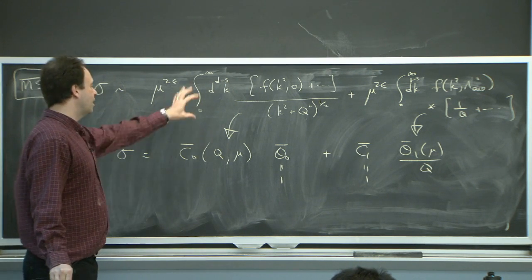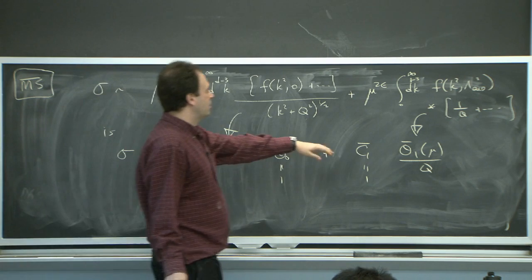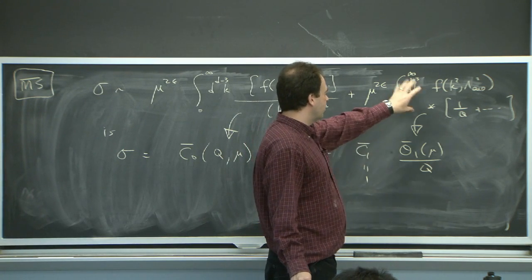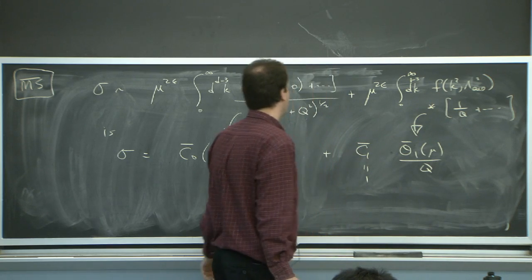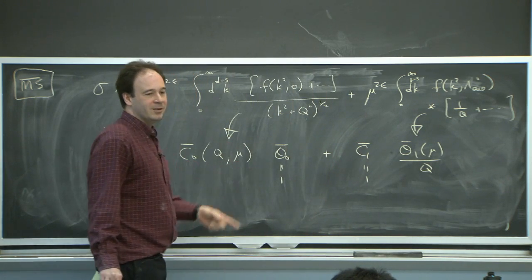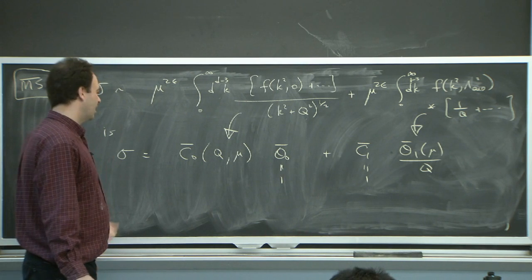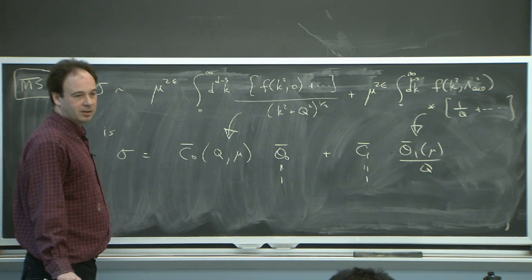So the Wilson coefficient is the high energy piece of the original thing. The matrix element here is the low energy piece, which is suppressed by 1 over Q. Okay. But they both came from the same physics in the beginning. And I was just expanding it because that's how I wanted to organize it.